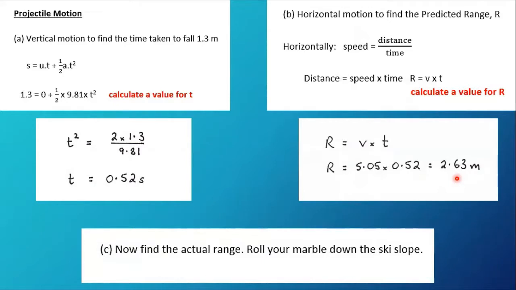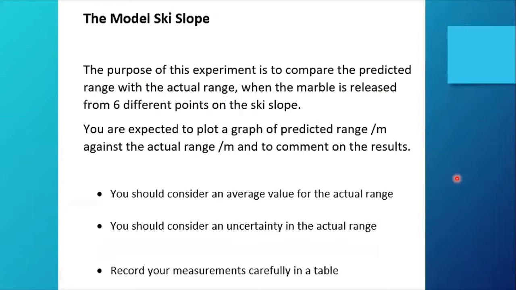Incidentally, an easy way to mark the position of the point where the marble hits the floor is to use a tray full of sand and to measure the distance from the edge of the bench, or the point directly below the edge of the bench. Now, the model ski slope can be a core practical, and the purpose of this is to compare the predicted range with the actual range when the marble is released from 6 different points on the ski slope.